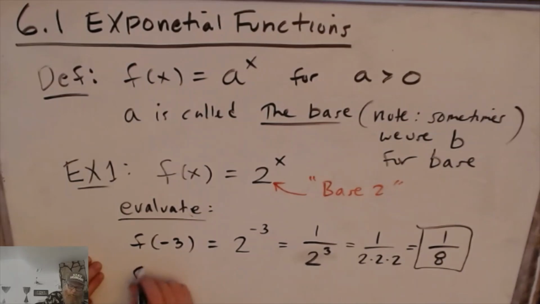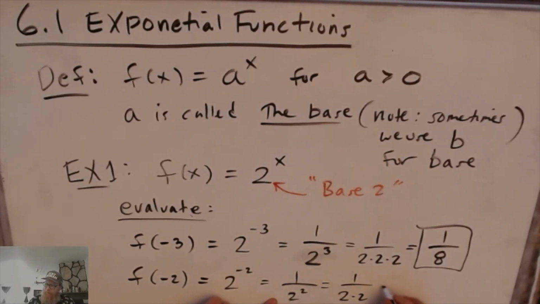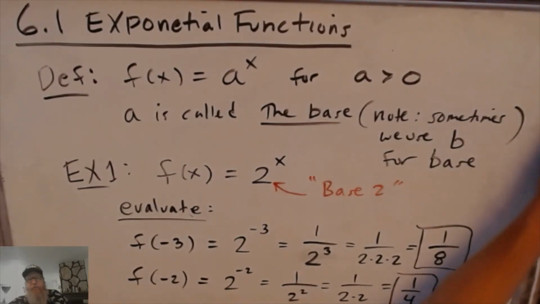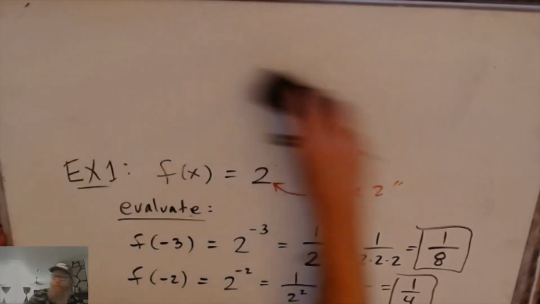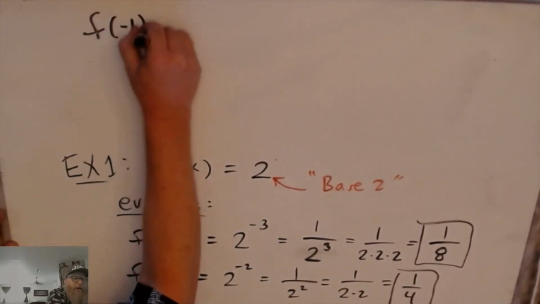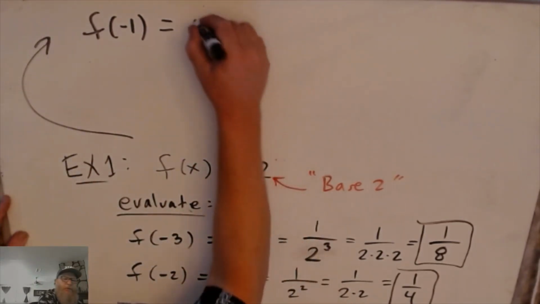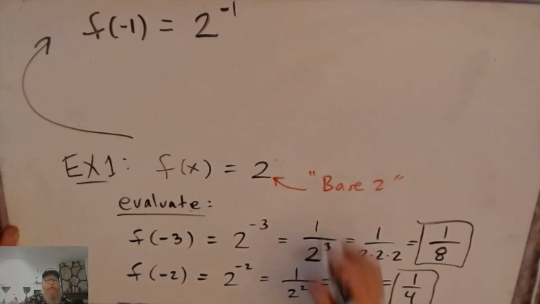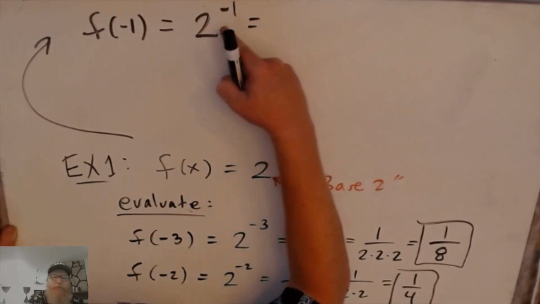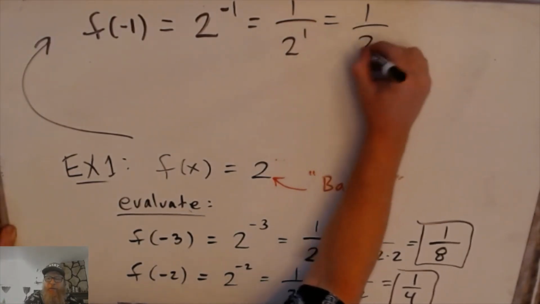I probably have room for one more here. How about f of negative 2? f of negative 2 would be 1 over 2 squared, which would be 1 over 2 times 2, which is 1/4. Let's do a few more. f of negative 1, using the same function. So 2 to the negative 1 power. Again, the negative does not really mean negative. It means the reciprocal of 2 to the first power. So that would just be 1/2.